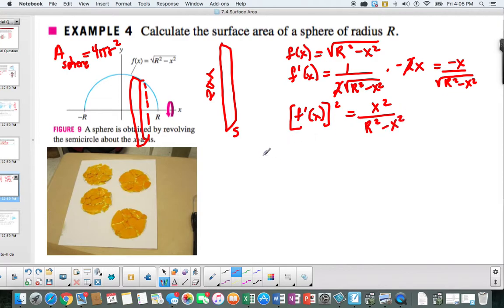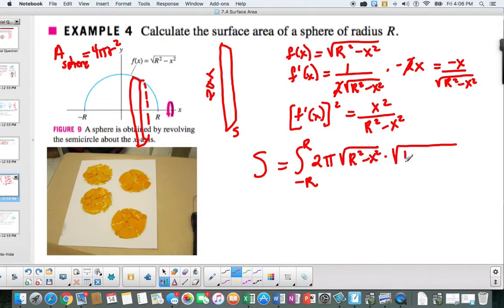Okay, so let's go ahead and figure out the surface area. The surface area formula goes from negative r to r, 2 pi. The radius is f of x, and in this case it'll be root r squared minus x squared, times the arc length, and the arc length is root 1 plus x squared all over r squared minus x squared, and then it's dx right here.